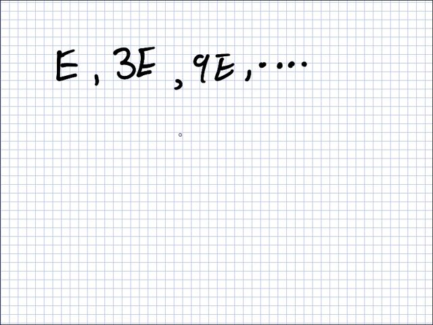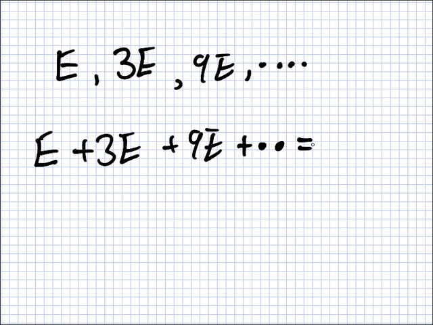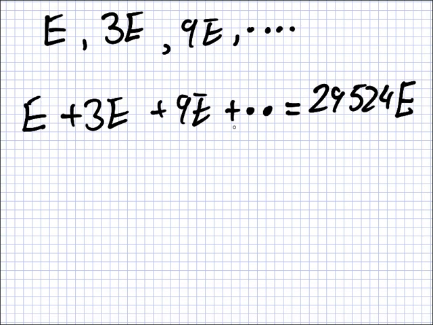How long will it take to get 29524 energy? So first you get E, then you have an extra 3E, then you have 9E, and this continues until you have 29524E. Right, so what should I do first to help solve this? Come on, Rishi. It's actually something I can do just before that, some simplifying here.